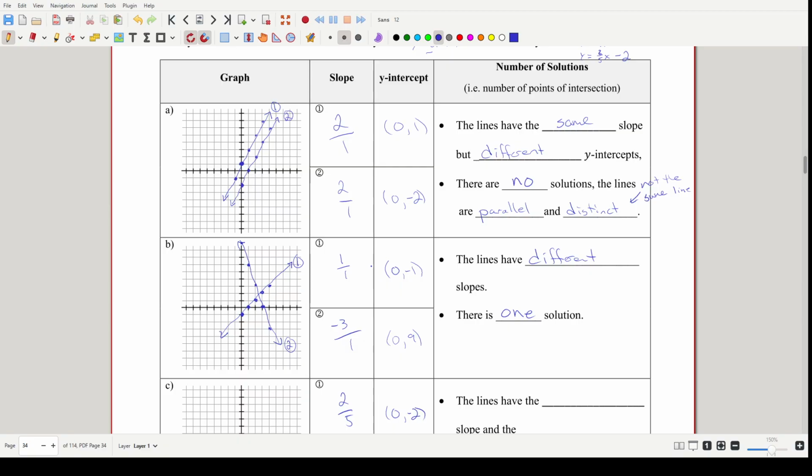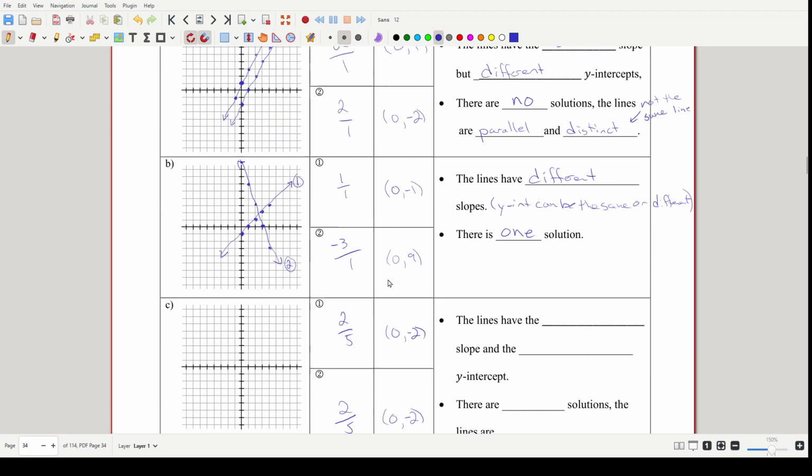Now I'm going to add a little bit more to this. These lines have a different slope. Their y-intercept, you know what? That y-intercept could either be the same or it can be different. It doesn't make a difference in this case, because they have different slopes, it just doesn't matter. So I'm going to say the lines have different slopes, and in brackets, y-intercept can be the same or different. There we go. Handwriting perfection.